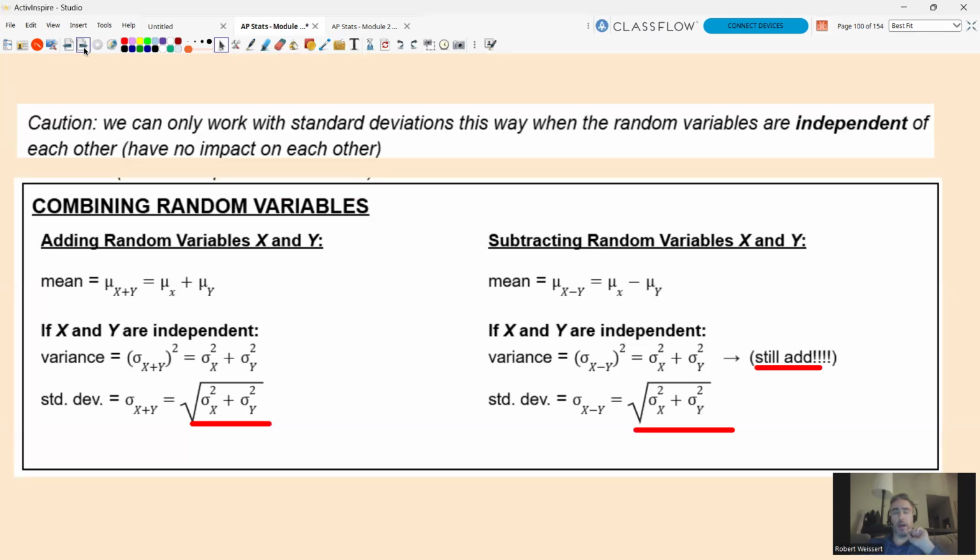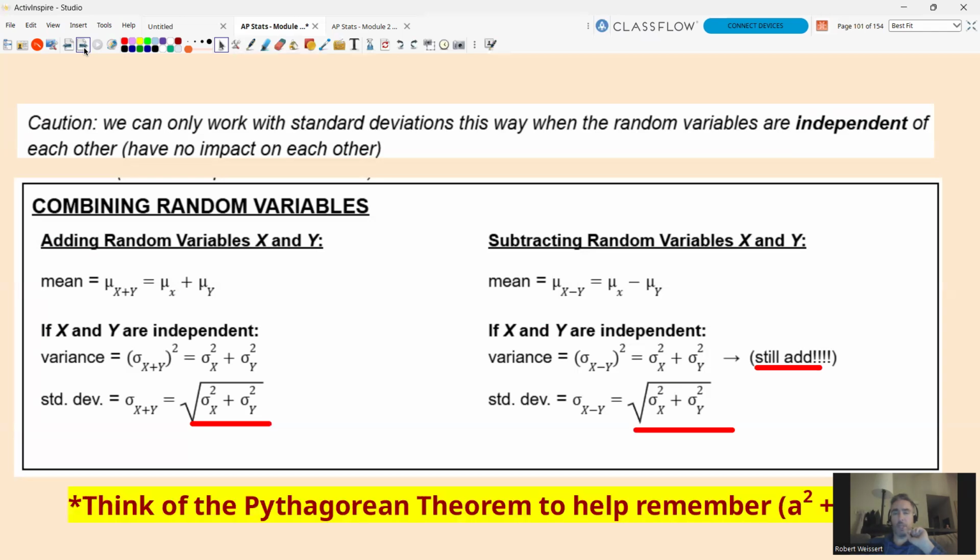Is there a formula that this reminds you of? You might think Pythagorean theorem, a squared plus b squared equals c squared. That is something very similar to that, although there are modifications to it for this problem. But yes, that's essentially what you're doing. You're squaring the two things, adding them together, and then taking the square root to get the new standard deviation.